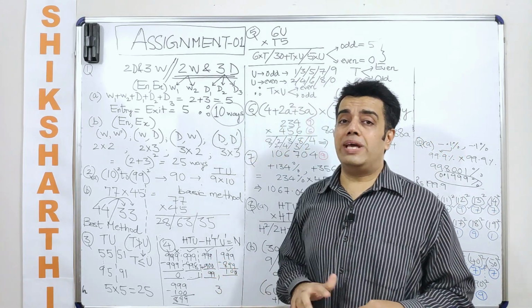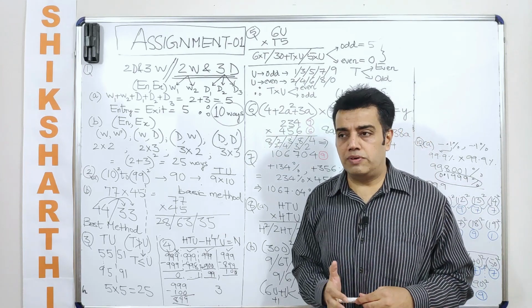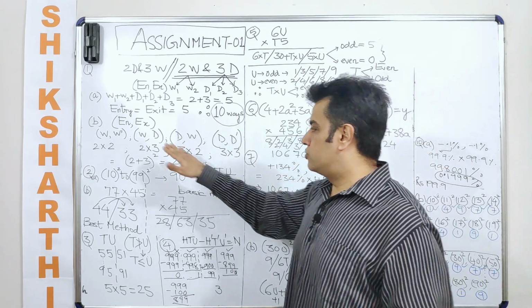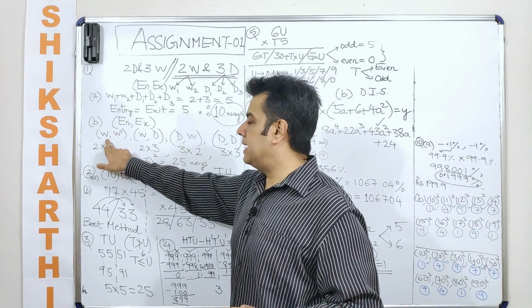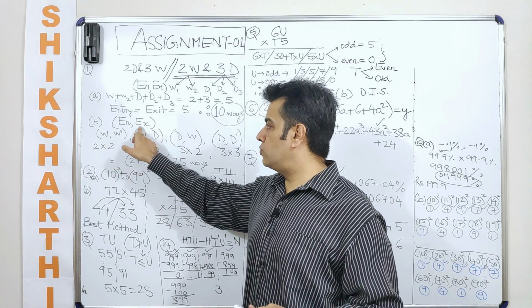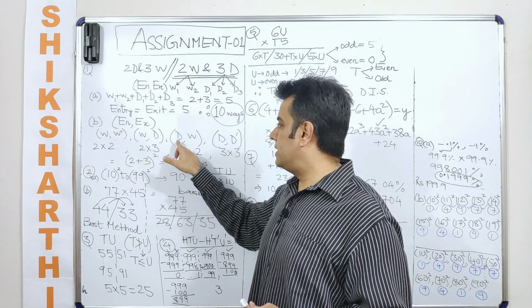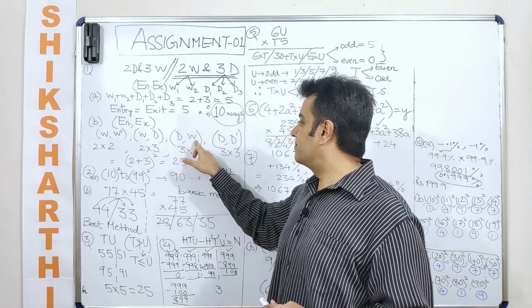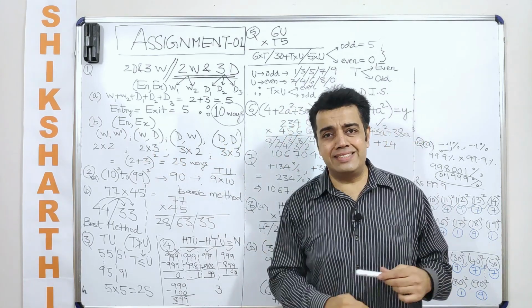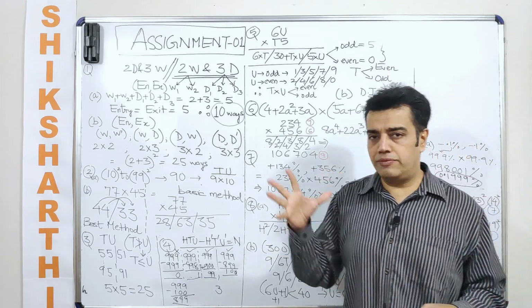Similarly, now when we talk about 'and', we'll have to make cases broadly. So the basic cases here will be: I enter through a window, exit through a window. I enter through a window, exit through a door. I enter through a door, exit through a window. I enter through a door and exit through a door. These are broadly 4 cases.